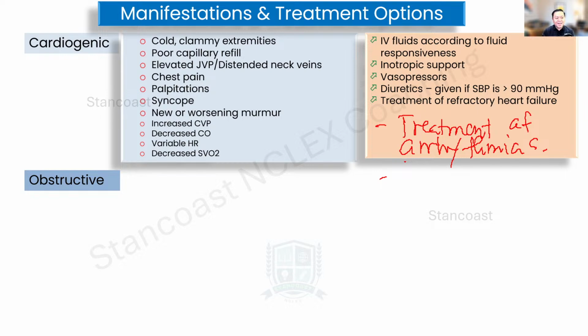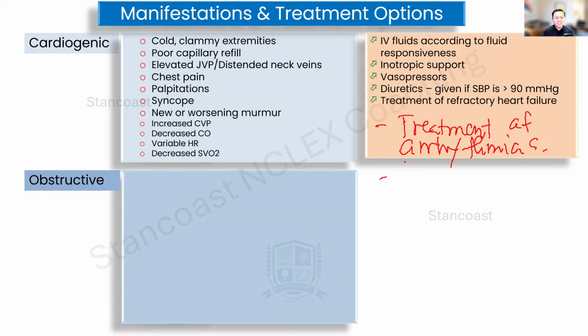All right. Now let's talk about the obstructive shock. What is going on here? Well, the patient will manifest many things. Again, there will be cold, clammy extremities. And the same reason is happening here. There is reduction of the peripheral blood flow because of that mechanical obstruction, maybe caused by the PE, right?